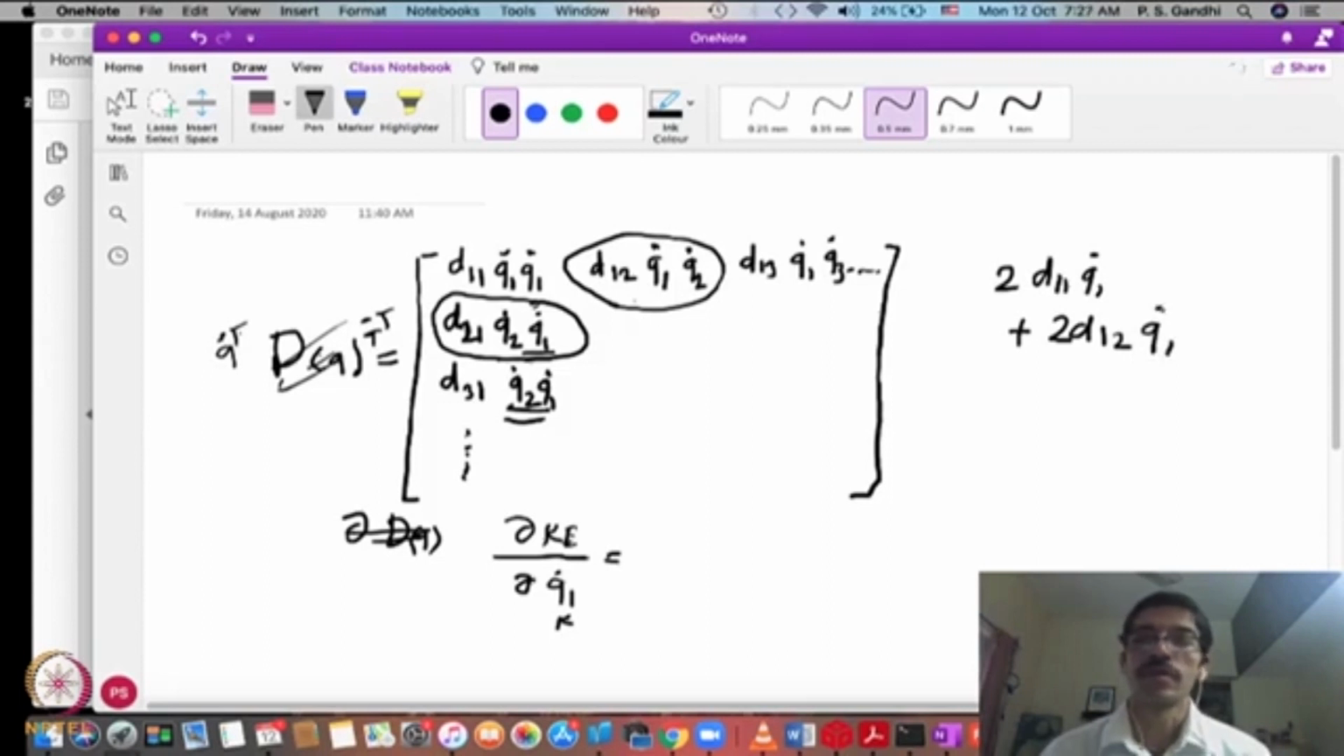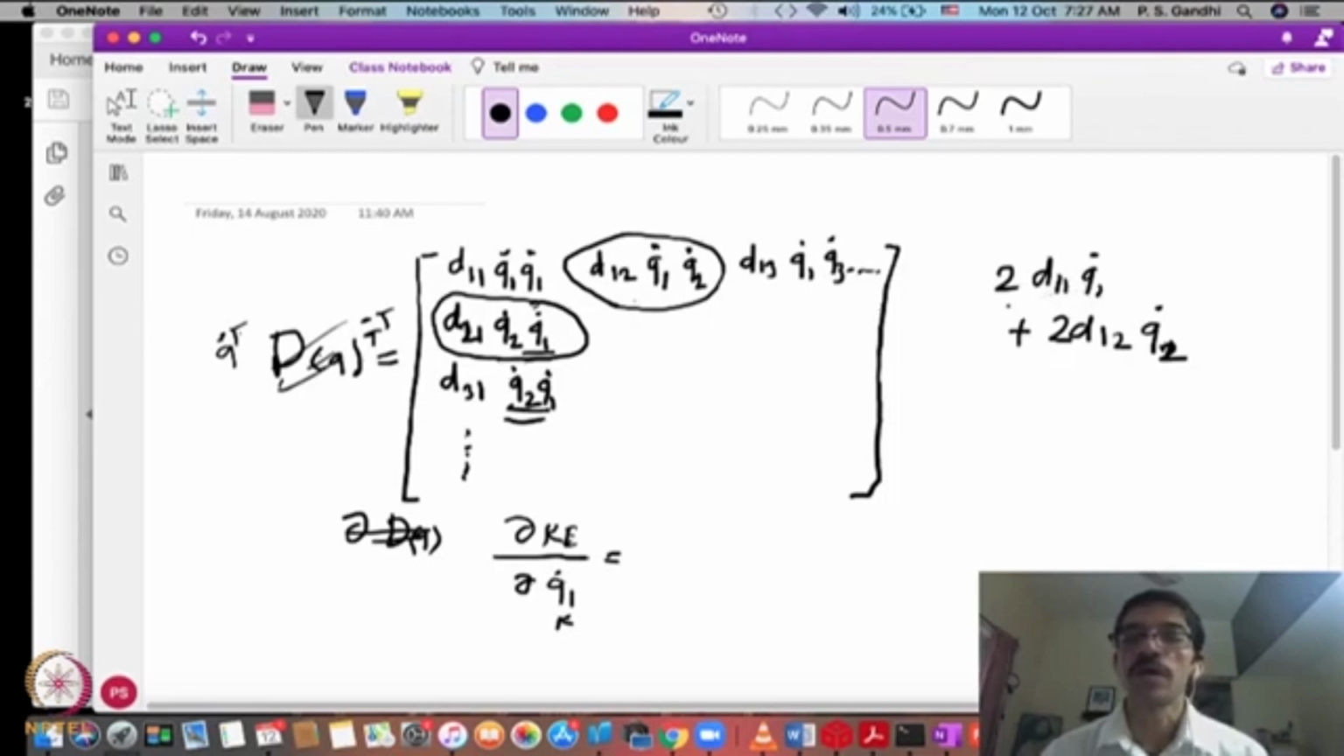Sorry, this is going to be q2 dot. When I take a derivative with respect to q1 dot, the q2 dot will appear here. Here it is q1 dot because it is q1 dot square.